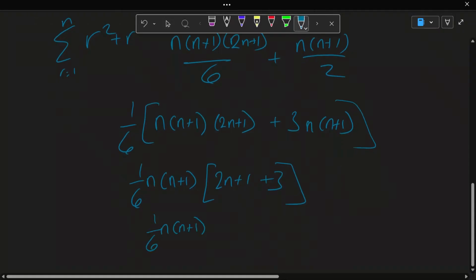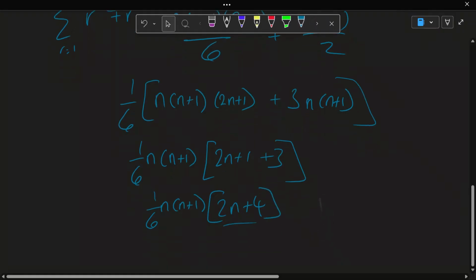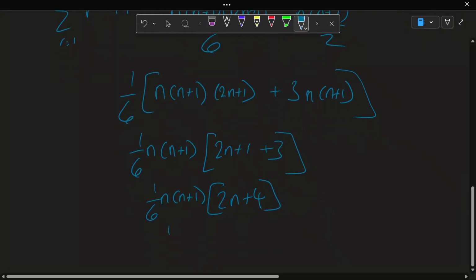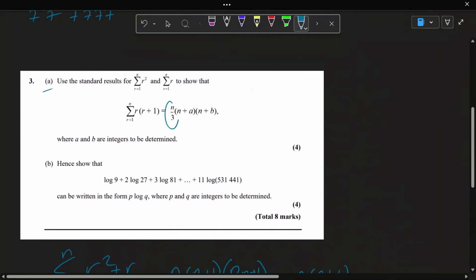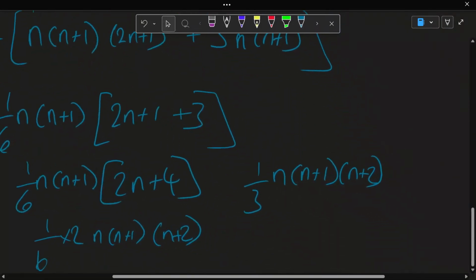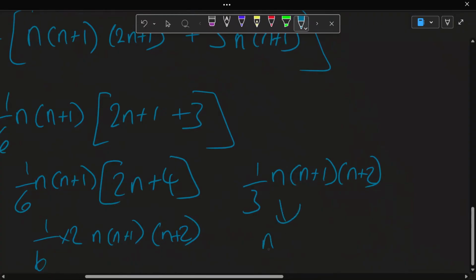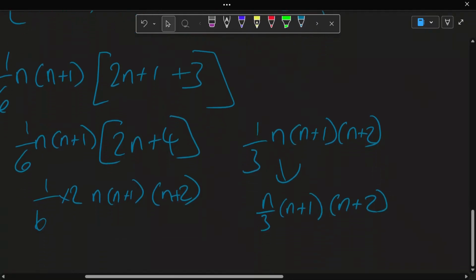So you can have 1/6 n(n plus 1) times (2n plus 1 plus 3), which is (2n plus 4). See, this is even, so we can take out 2. So 1/6 times 2, n(n plus 1)(n plus 2), which is 1/3 n(n plus 1)(n plus 2). Let's see what the question asked us. We want n over 3, so we've basically got that. We write that as n over 3, (n plus 1)(n plus 2). Perfect.